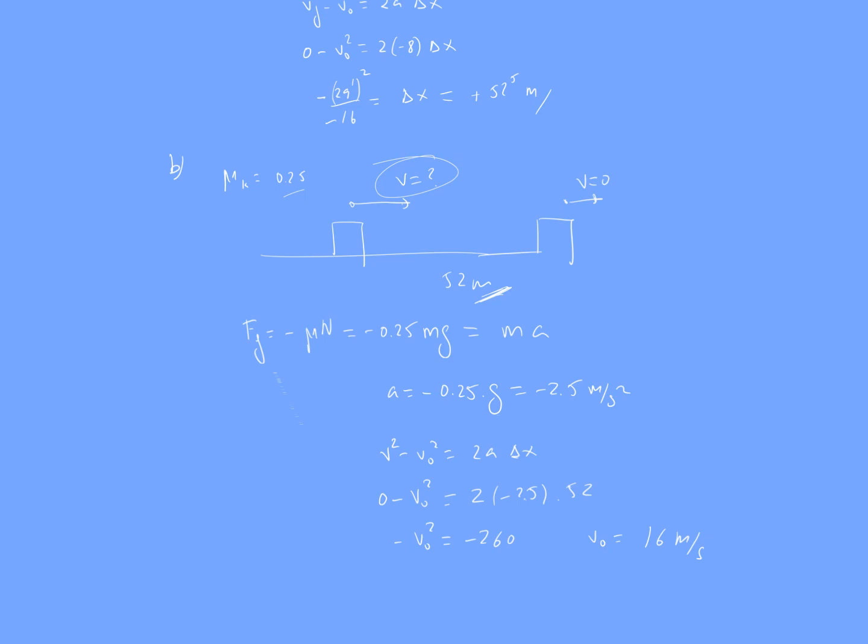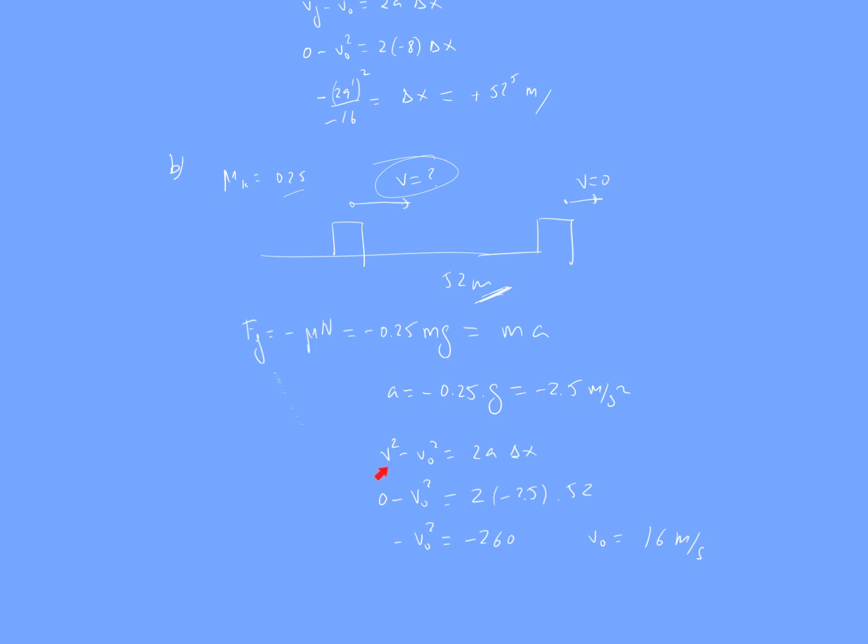The friction force is minus mu times the normal. Mu is 0.25 times mg, and the sum of all the forces acting on the body is equal to the mass times the acceleration, because there is no other force acting in this x direction. So the acceleration is minus 0.25 times g, so it's minus 2.5 meters per second squared. Now it's a smaller acceleration.